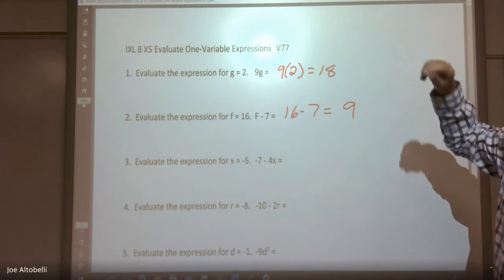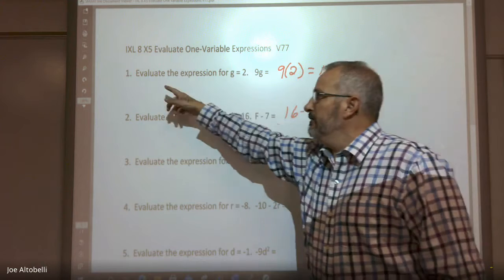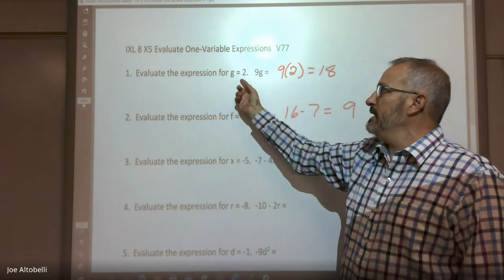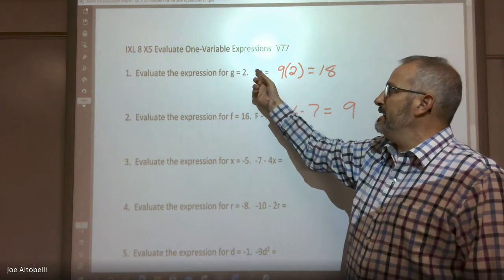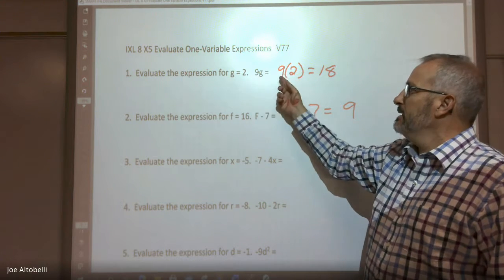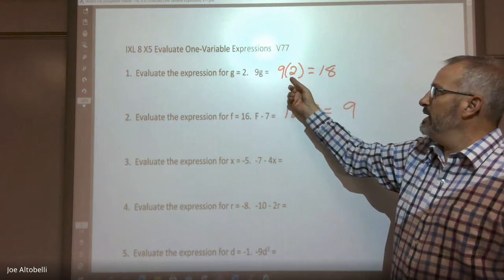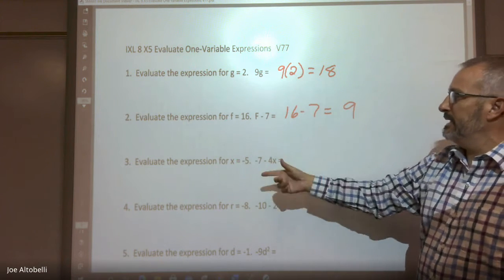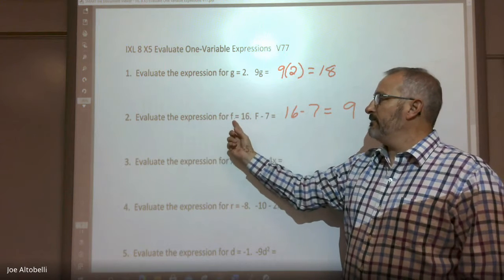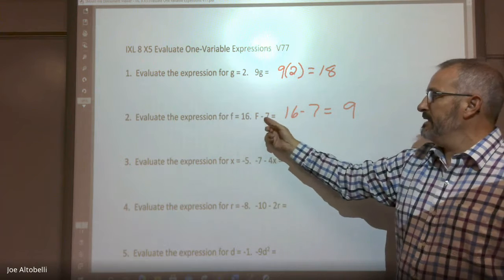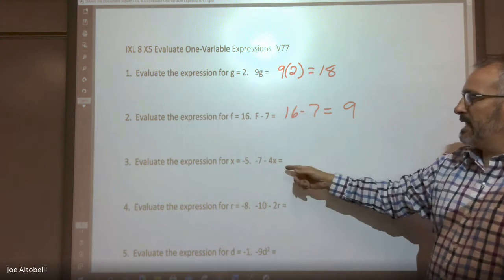All right, I'm just starting the video. Evaluate means to find the answer in the expression for g equals 2, 9g, that's 9 times g. So we substitute the 2 in for the g, and then 9 times 2 is 18. Here it's f is equal to 16. So for f, we put in the 16. 16 minus 7 is 9.